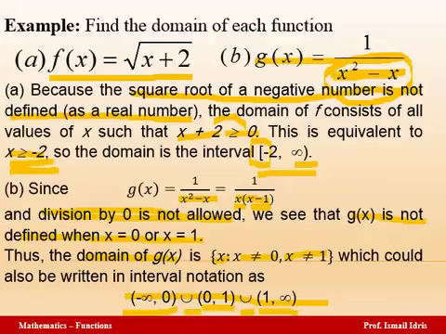To summarize, to find the domain of a function, we have two rules. If you have a square root, the square root of a negative number cannot be defined, so what is beneath the square root should be non-negative. The second rule, division by 0 is not allowed. So if you have a denominator, the denominator cannot be 0.